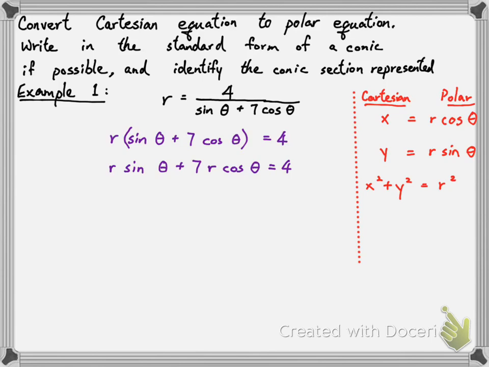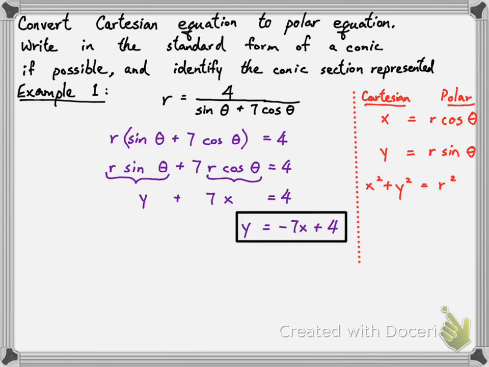Note that r sine theta, which is y, plus 7 times r cosine theta, which is x, equals 4. Now we have y plus 7x equals 4, which is a linear equation. We can solve for y by subtracting 7x from both sides of the equation. We have y equals negative 7x plus 4, and it is a line.